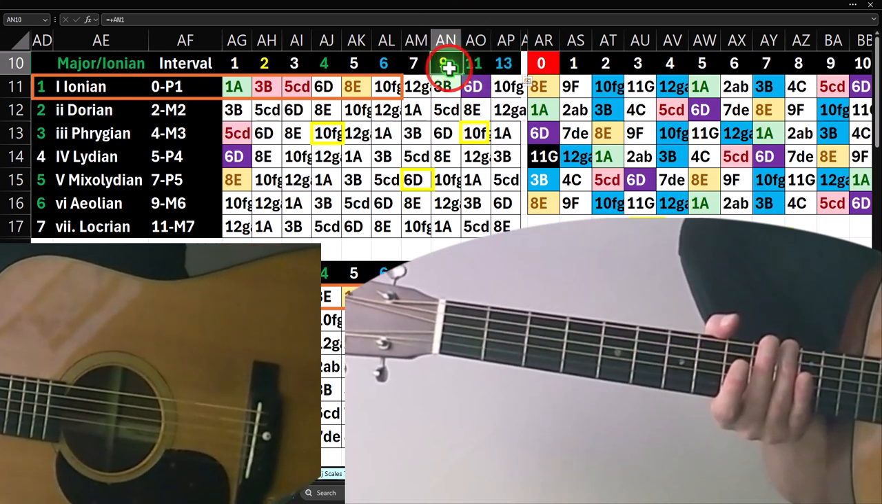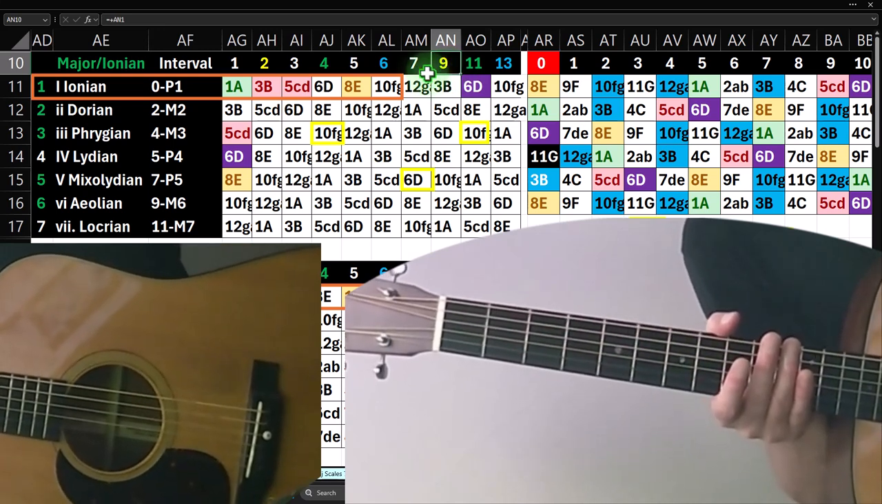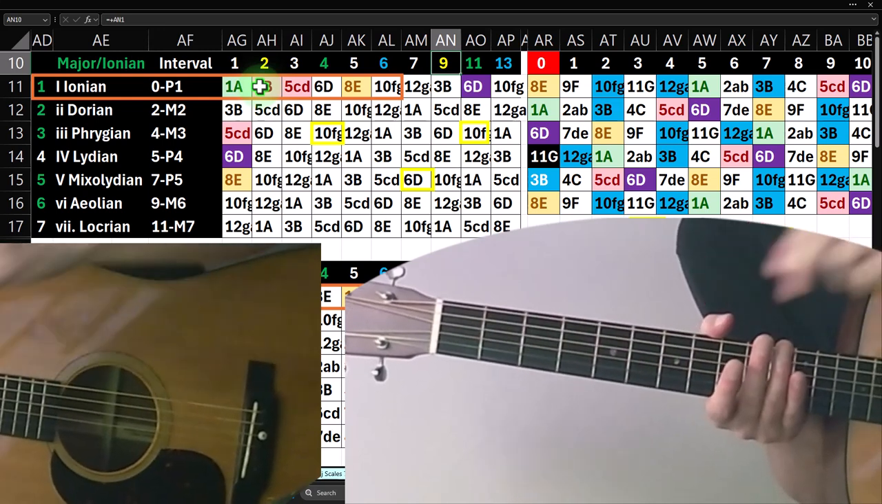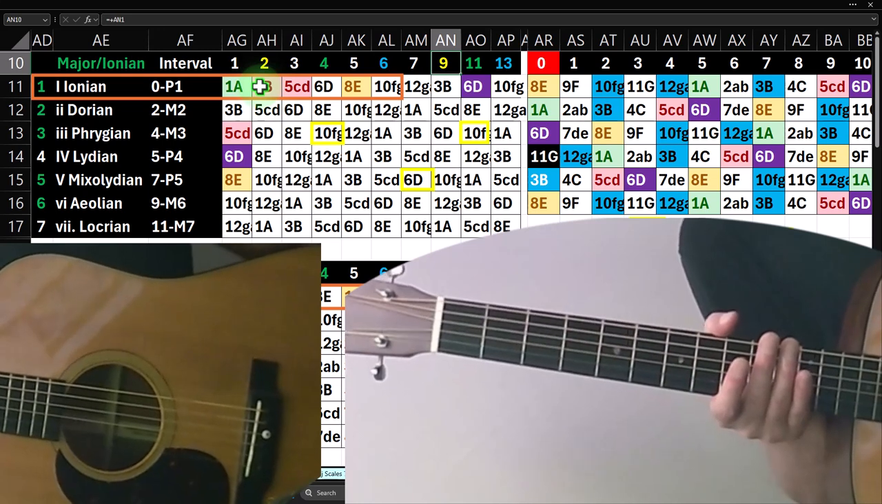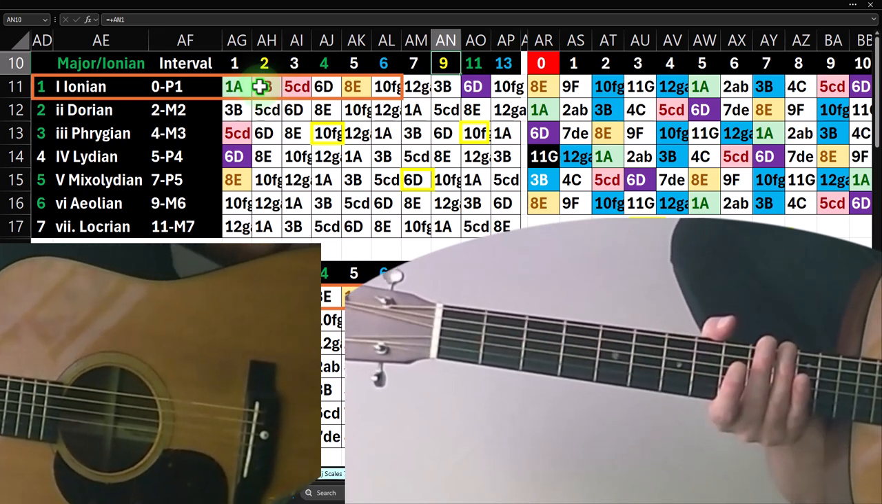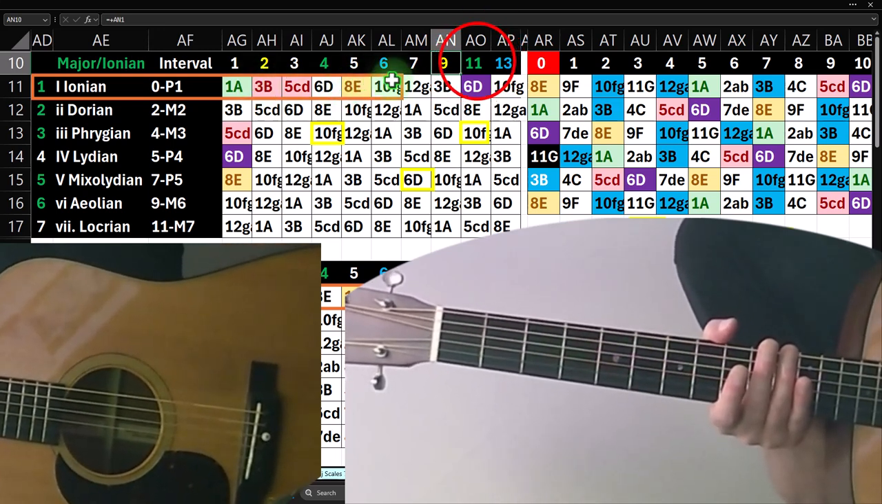So if I go to the 9, just for the majors, the 9's always the same. The 9 is equivalent to the 2. So if I figure out where that interval is and I play a 3-note triad plus the 9, that 9's always good. It's equivalent to the 2, and I can play it on any of the majors. The minors are a different story. We'll talk about those later.